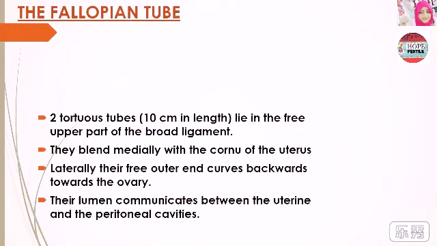Now we come to the fallopian tubes. These are two tortuous tubes, 10 centimeters in length, that lie in the free upper part of the broad ligament. They blend medially with the cornu of the uterus. Laterally, their free outer end curves backwards towards the ovary. Their lumen communicates between the uterine and peritoneal cavities.